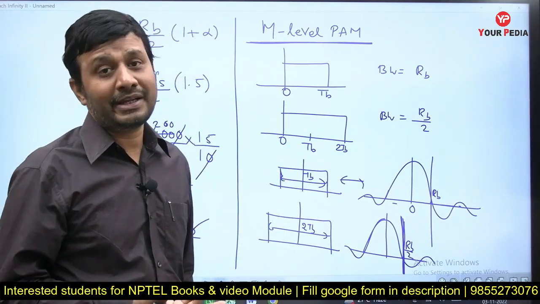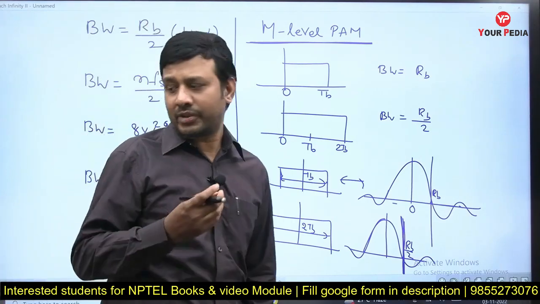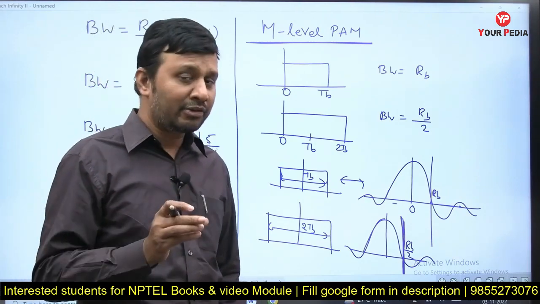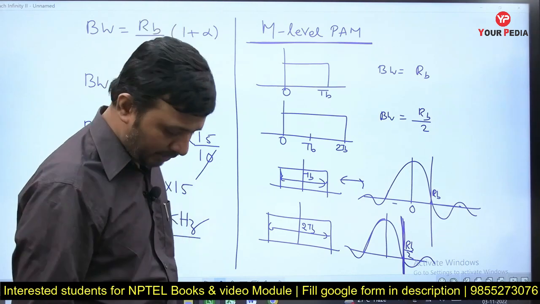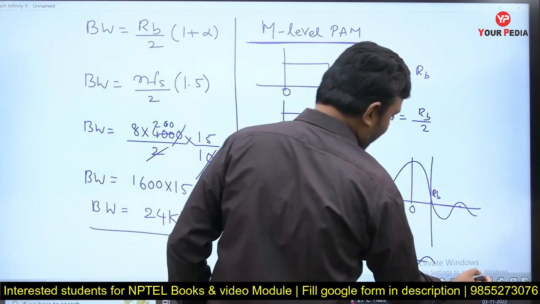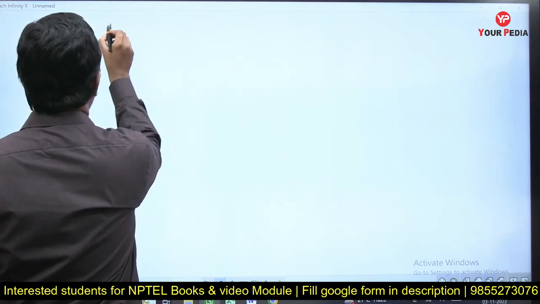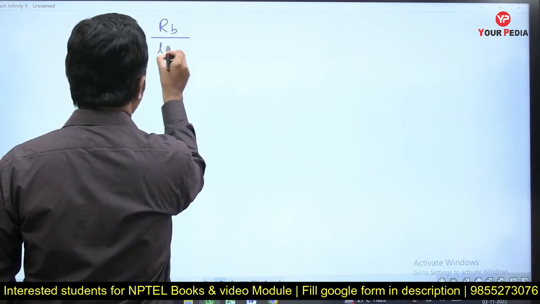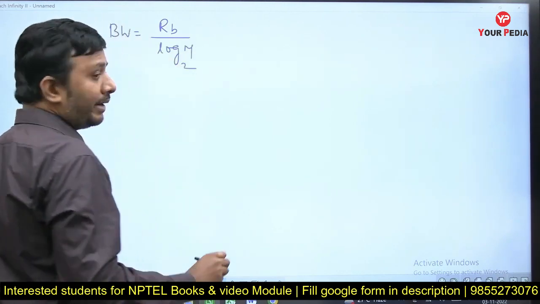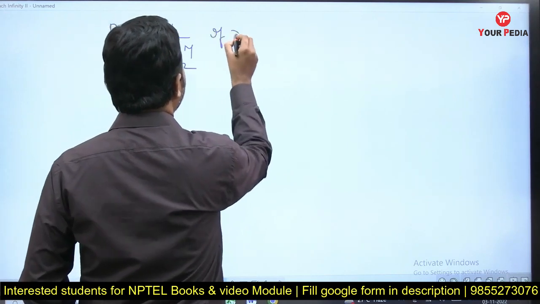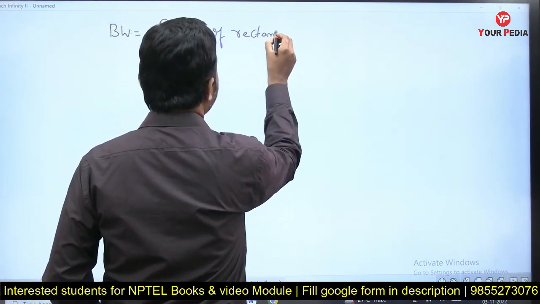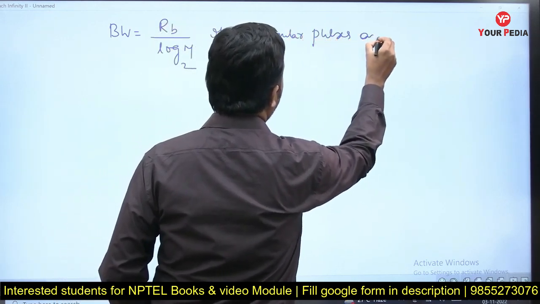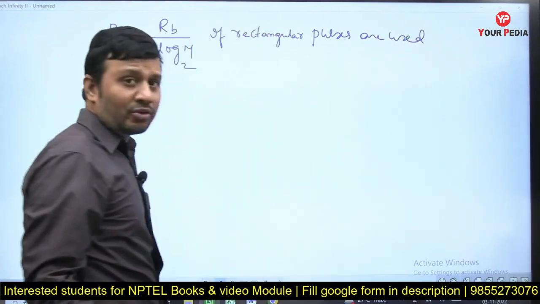That is so that the bandwidth decreases, because in transmission we must always remember one point: signal bandwidth must be as small as possible, and channel bandwidth must be as high as possible. So if you are going for M level PAM, the maximum bandwidth can be given as RB by log M to the base 2 if rectangular pulses are used.